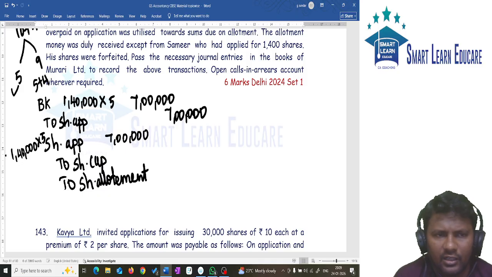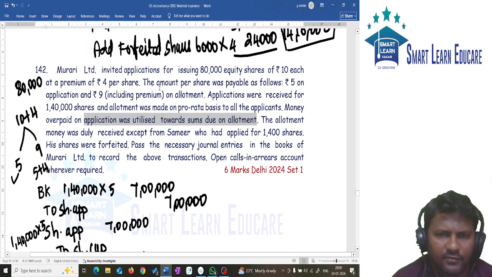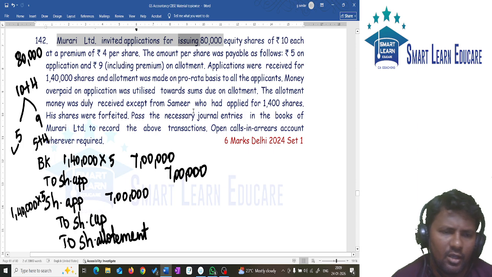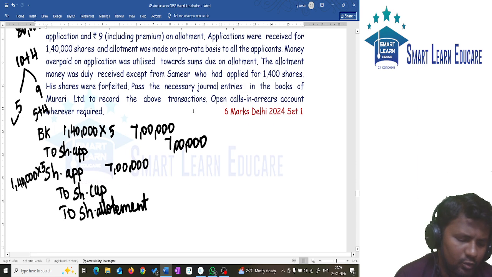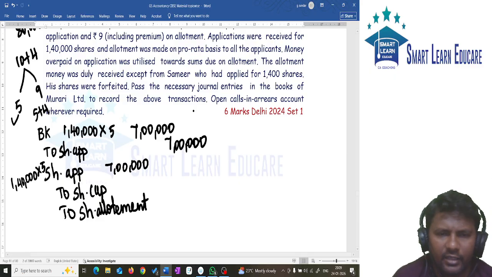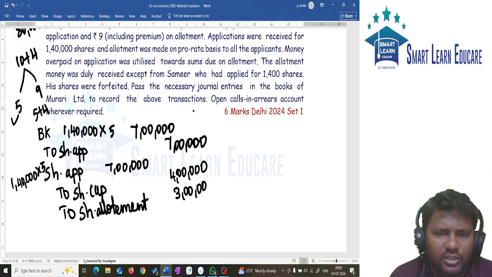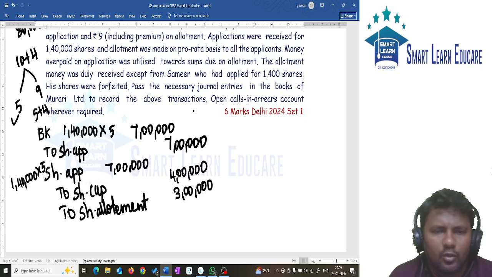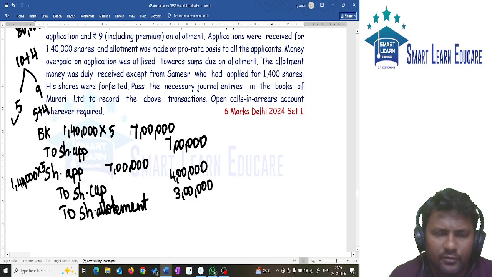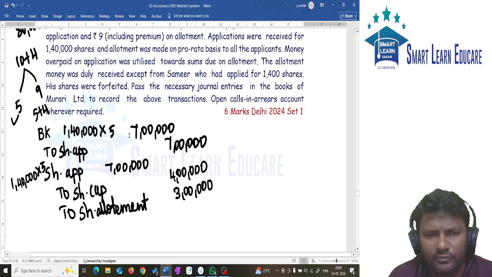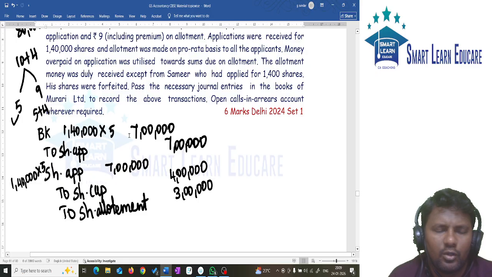Out of this, we can transfer to share capital only the shares which are issued. How much is issued? 80,000 is issued. Maximum we can allot only 80,000. So 80,000 into 5 will give you 4 lakh. So how much amount to be adjusted towards share allotment? It is 3 lakh. So entry, share application account debit to share capital, to share allotment, it is 3 lakh. So first entry, bank to share application over. Second entry, share application account debit to share capital, to share allotment.